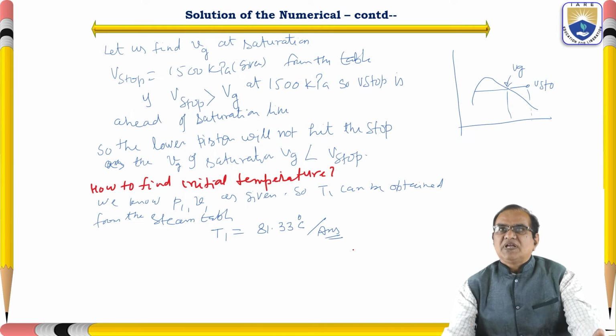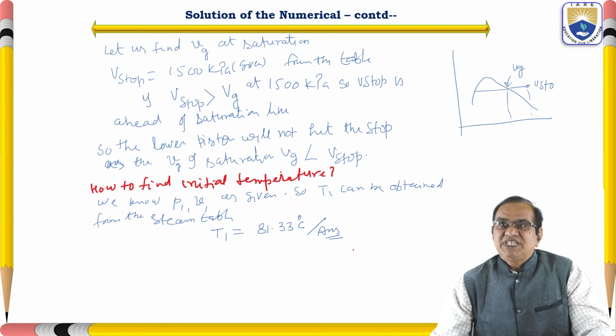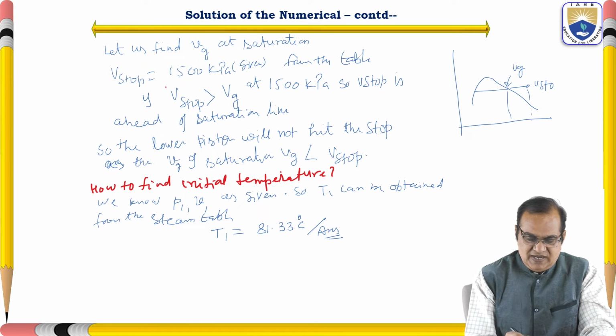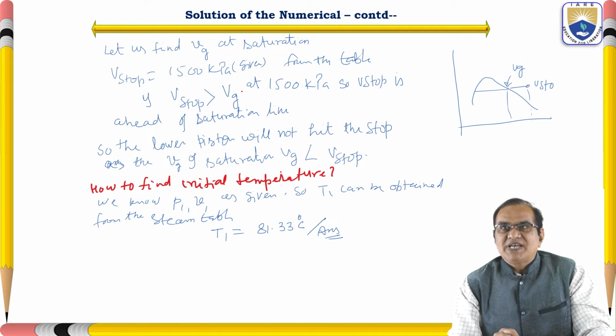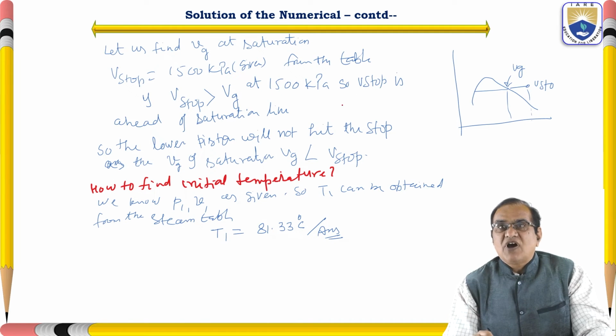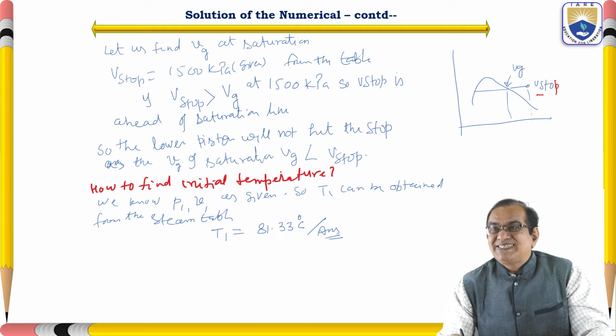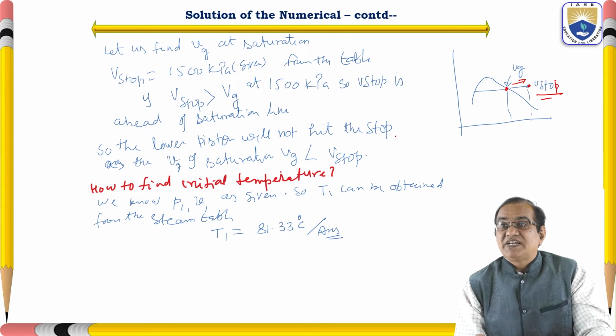So let us find the Vg at saturation. V stop is given at 1500 kilopascal. So V stop is greater than Vg. Here it is V stop, and we can see that this V stop is more than, means on this side, more than Vg. So it is ahead of the saturation line. So the lower piston will not hit the stop.